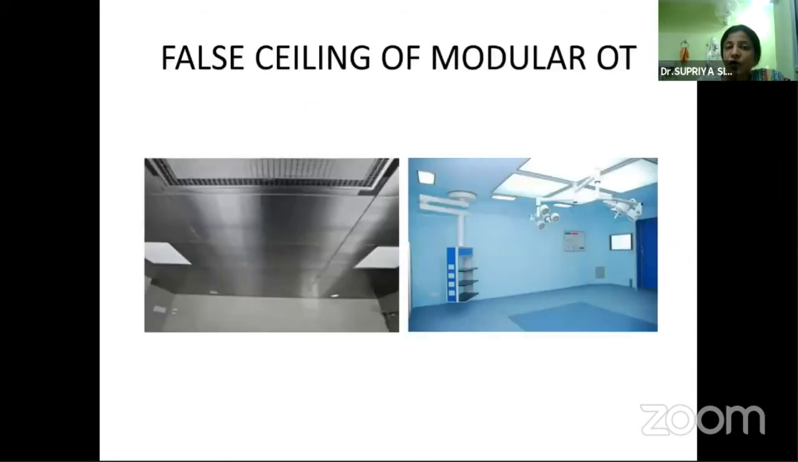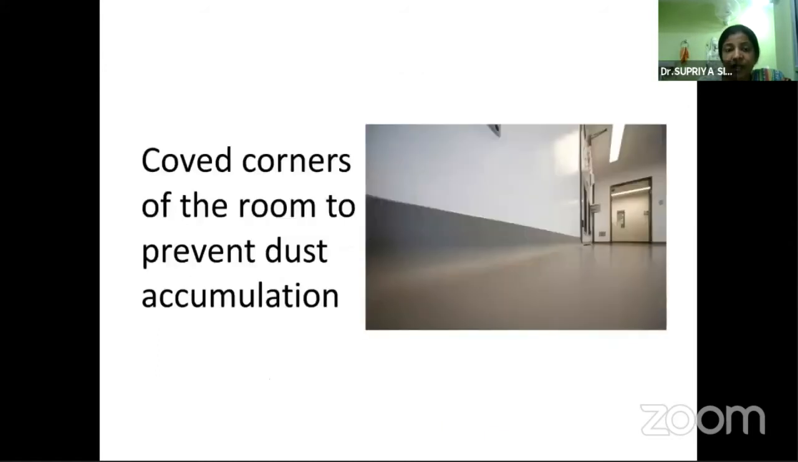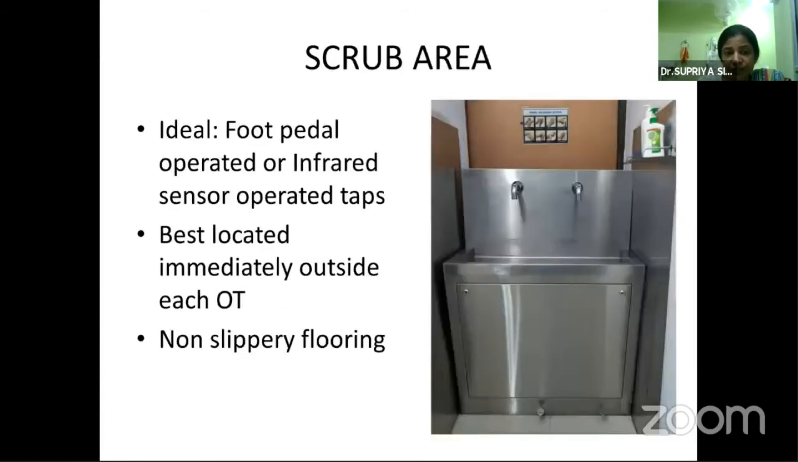In modular OTs, false ceiling can be made up of stainless steel or EPG panels backed with calcium or gypsum silicate. But if budget is an issue, then instead of that, plain calcium boards or gypsum boards can be used, and these should be coated with antibacterial paint. The height of the false ceiling should be at least 3 meters from finished floor level, and the color of the false ceiling should preferably be white. Corners of the room should always be coved to prevent dust accumulation.